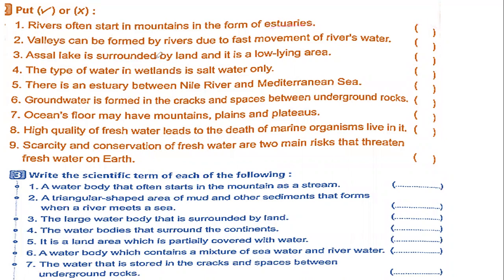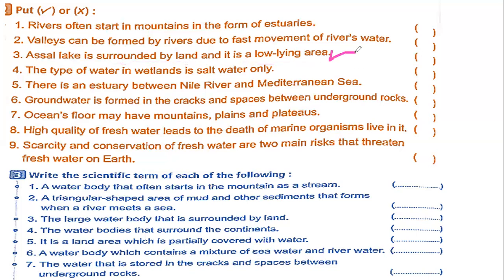Valleys can be formed by rivers due to the fast movement of river water. Yes, yes, as water erodes the valley, it becomes larger and deeper. A lake is surrounded by land and it is a low-lying area. Yes, because it is a lake, it is surrounded by land and is a low-lying area.